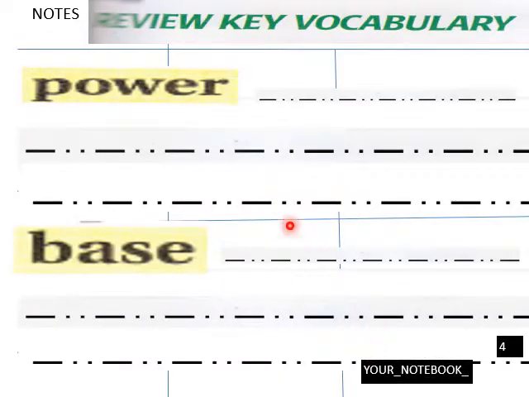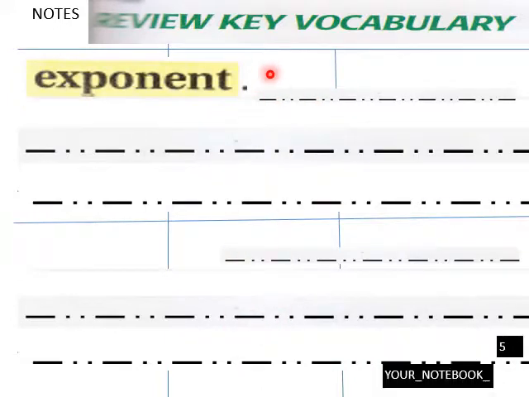Okay, students, here's your chance. Define power, define base. 10 points here, so big points on your definitions. And then define exponent as well.